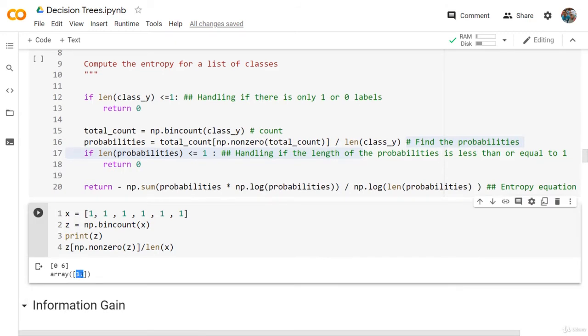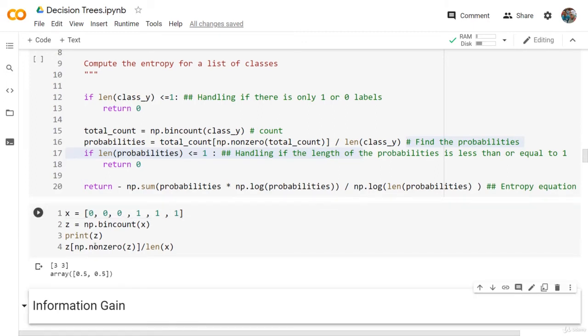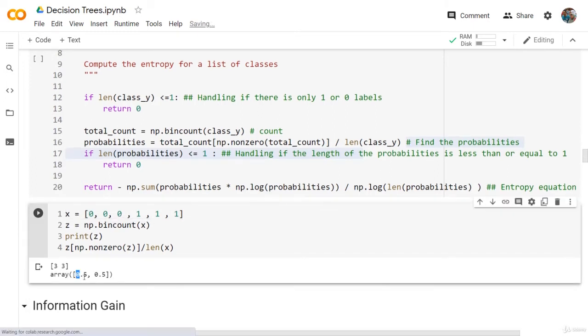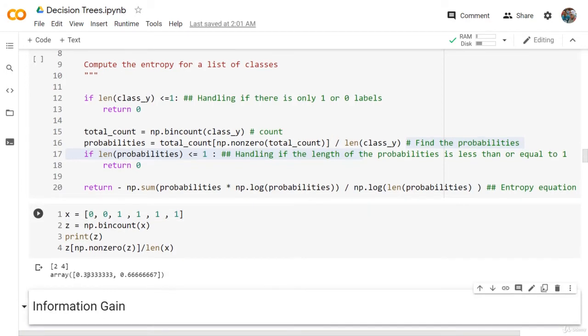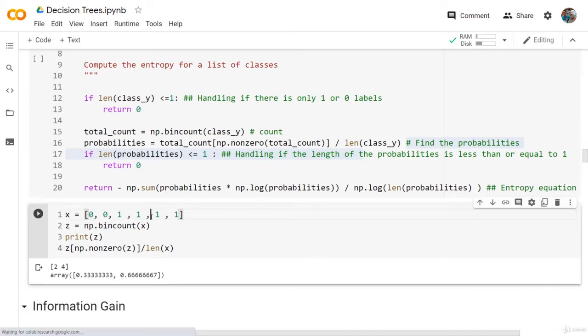The probability is 100%. But if we have here 0 and 0, and another 0, so we have 3 zeros and 3 ones, then in this case we have a 50% probability of zeros and a 50% probability for the ones, right? If we have here 1, then we are going to have 0.33 probability for zeros and 0.66 probability for ones.